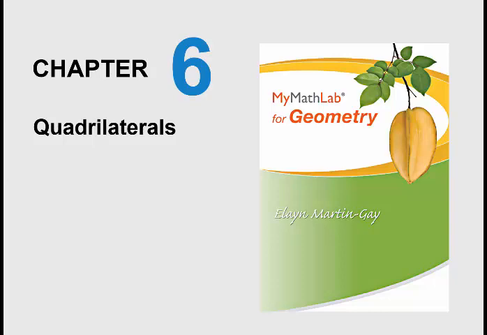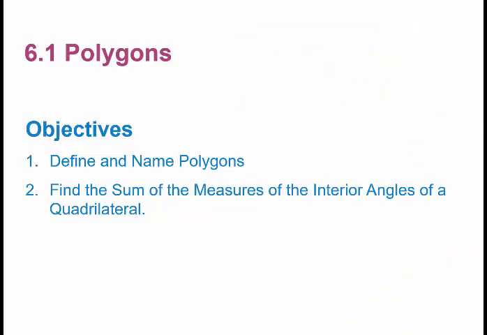Chapter 6 is going to be about what we call quadrilaterals. So we'll jump right into section 6.1. Section 6.1 is going to talk about what in mathematics we call polygons.